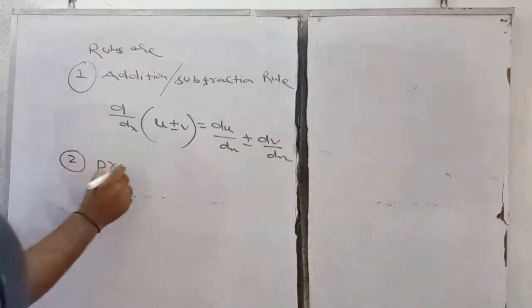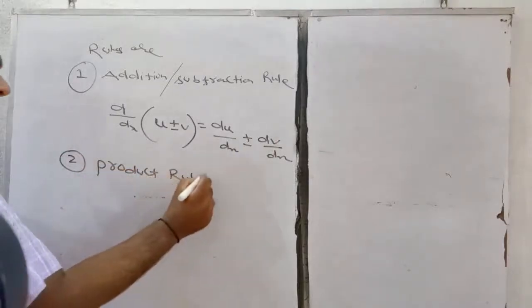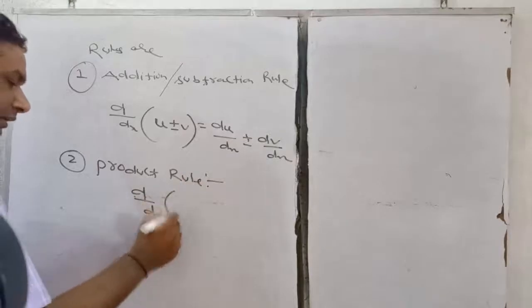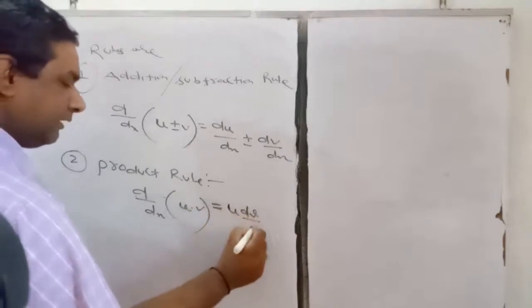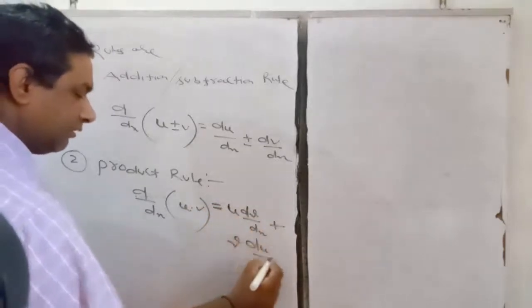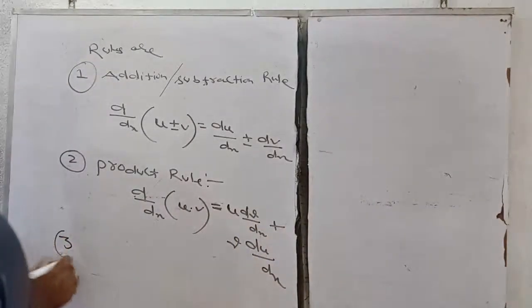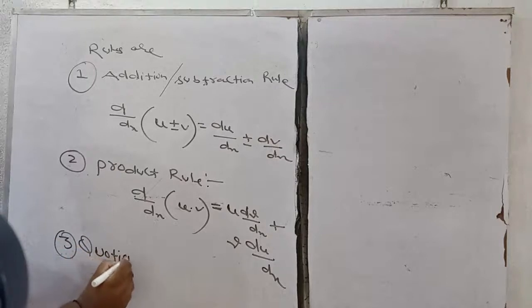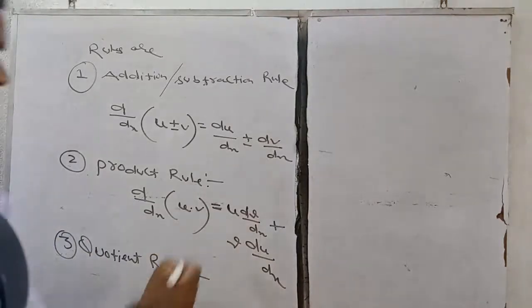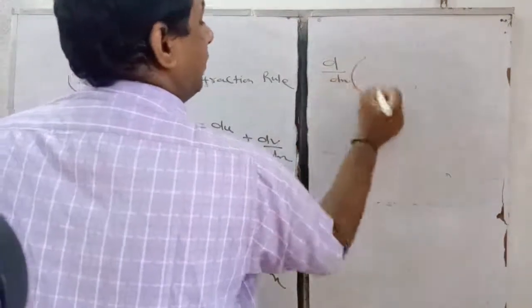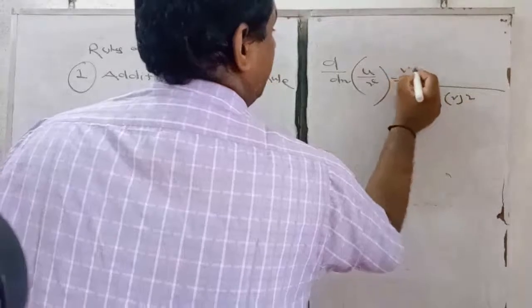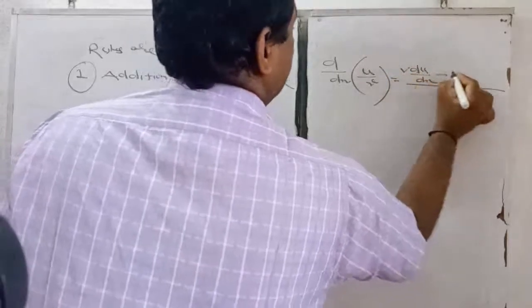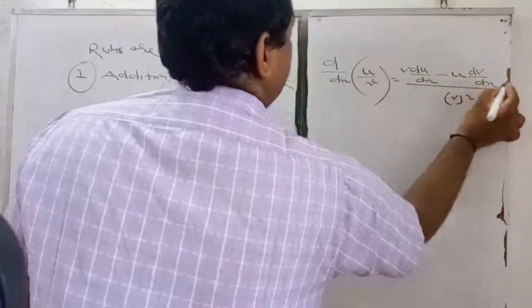Second one is the product rule. d by dx of u into v is equal to u dv by dx plus v du by dx. Third one is the quotient rule. That is d by dx of u upon v is equal to v du by dx minus u dv by dx, whole upon v square.